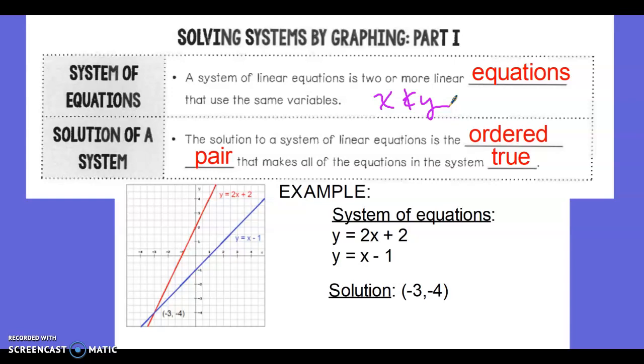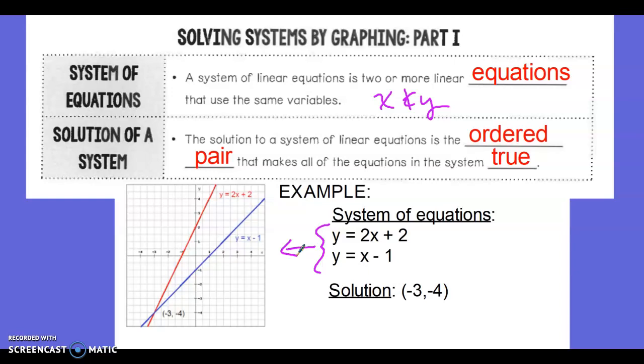Well, when you're trying to find the solution to a system, what you're looking for is the ordered pair that would make all of the equations in the system true. Let me look at an example here to explain that. A system of equations could be an example like these. I have two equations of lines. When I want to find the solution, one way that I could do that is I could graph each of them. And they're each graphed over here on the graph on the left-hand side.